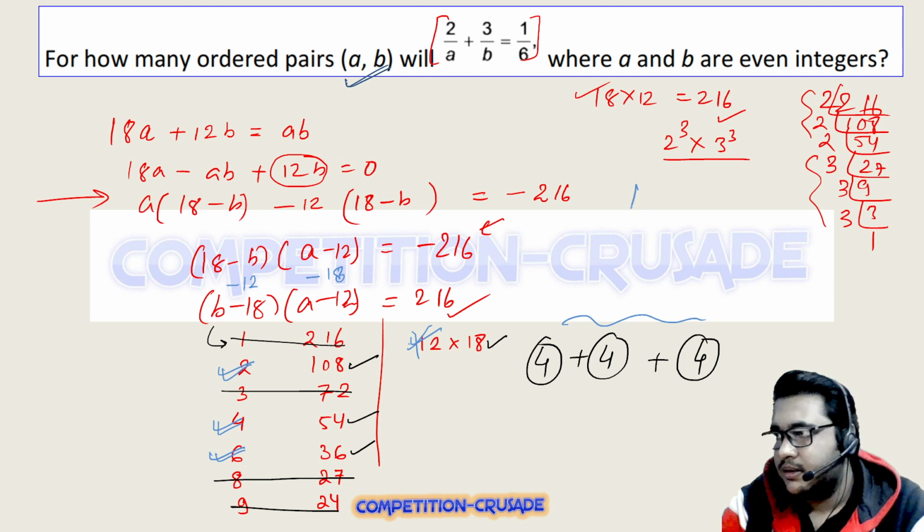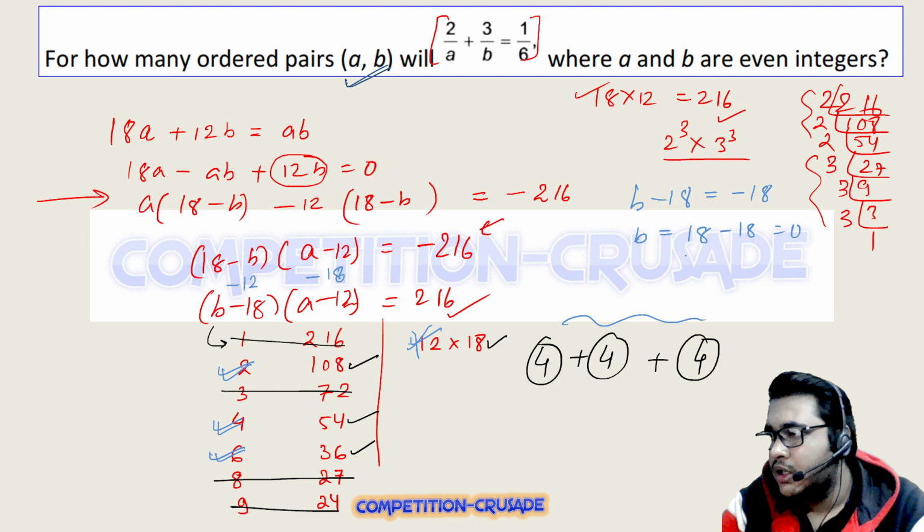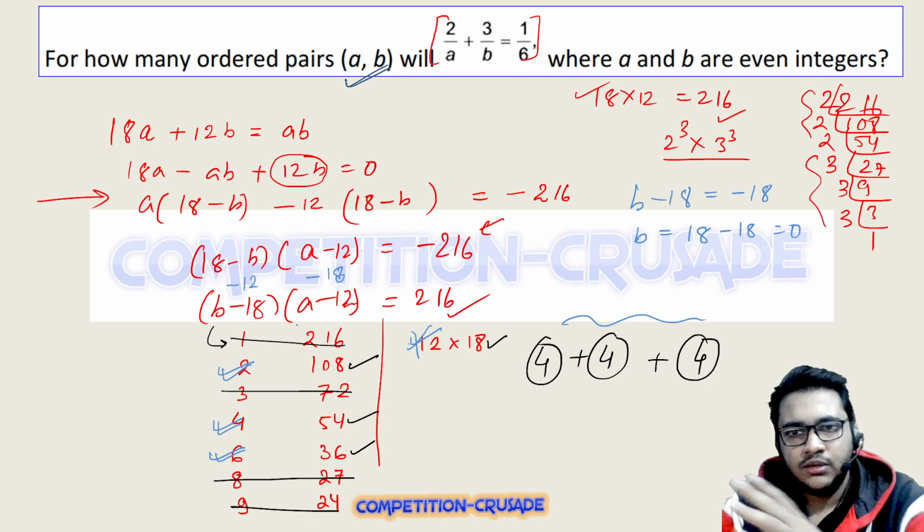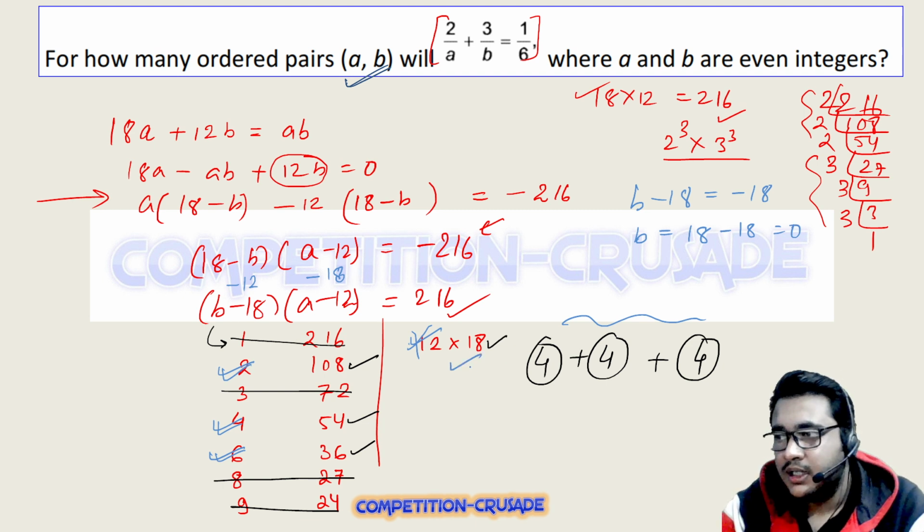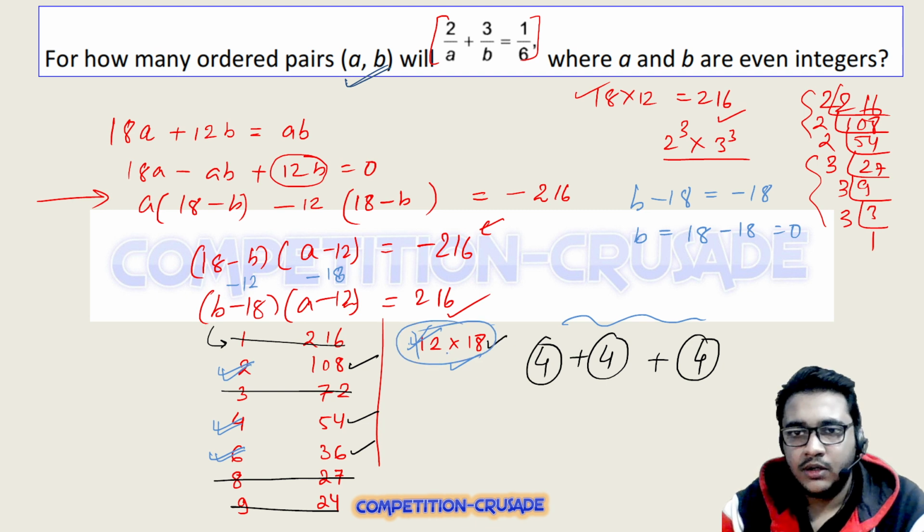If you do that, b minus 18 is equal to negative 18. Effectively you are saying b is equal to 18 minus 18, that is equal to 0. So if one term becomes 0, the product of that will also become 0. So this will not be allowed. This particular ordered pair will not be allowed in the last bit.